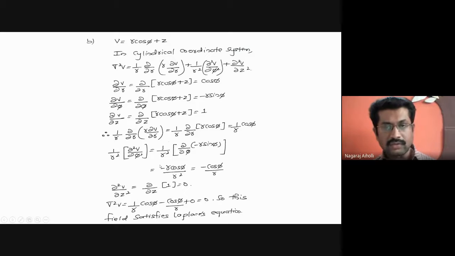That is del square v is equal to 1 upon r cos phi minus cos phi by r plus this term 0. So cos phi by r minus cos phi by r, they will get cancelled. So you'll get 0. That means del square v is equal to 0. Hence the given equation v is equal to r cos phi plus z satisfies the Laplace equation. So this is the part B. Note down the steps, students, quickly.